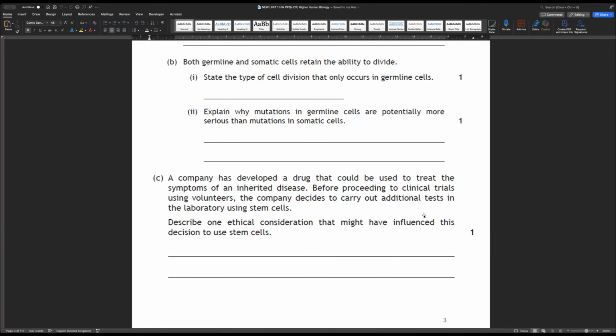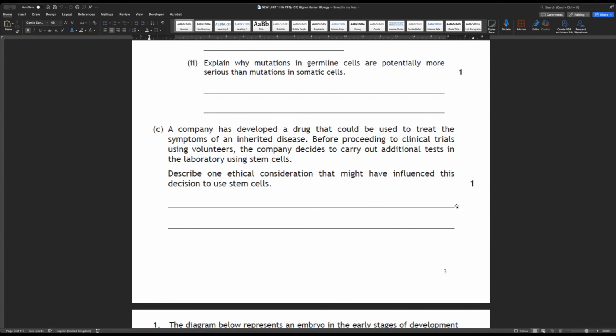Part 2, explain why mutations in germline cells are potentially more serious than mutations in somatic cells. Well, if we have a mutation in a germline cell, that mutation is going to end up in our sperm or egg, which is potentially going to end up in our offspring. So the mutations can be passed on to offspring. Whereas in somatic cells, they will not end up being gametes, which will form offspring. So therefore, it will only affect the human in which the mutation first occurred. Okay, so the answer here is that mutations in germline cells can be passed on to offspring, which is why they're potentially more serious than the mutations in the somatic cells.